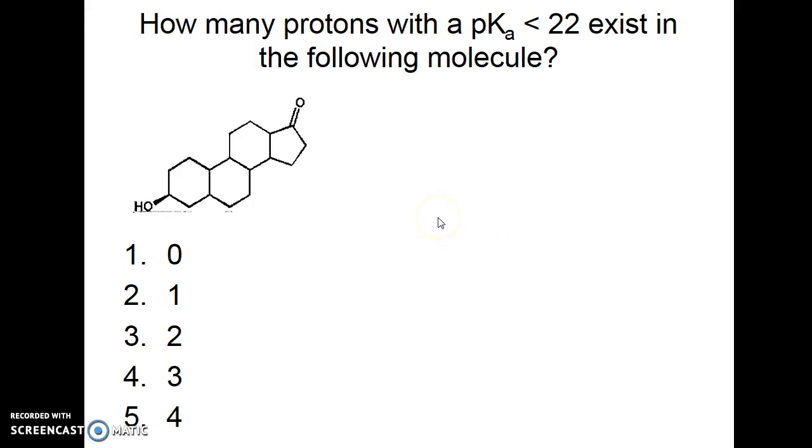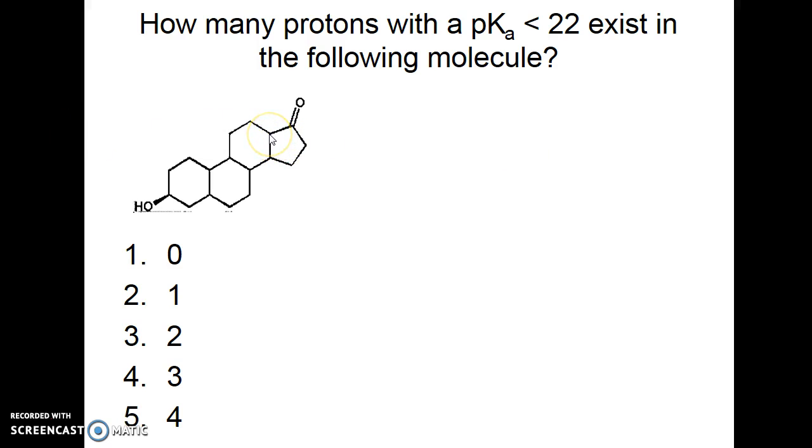So how many protons with a pKa of less than 22 exist in this molecule? Well, let's just go ahead and look. Alcohols have pKa's of about 16, so the alcohol is going to be 1. Then ketones have alpha carbons that are at about 19, between 16 and 19. So let's look at them.